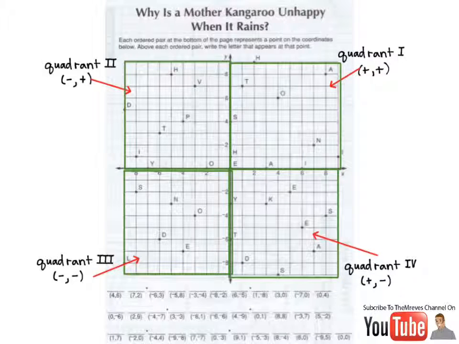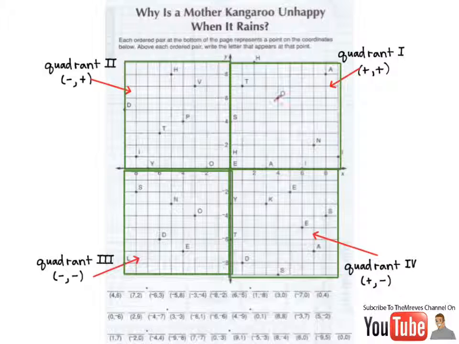Now let's go ahead and graph this, and let's look at this first one. This one says 4, 6. So we start right here at the middle, and that's known as the origin. We're going to go over 4 and up 6, which is the letter O.